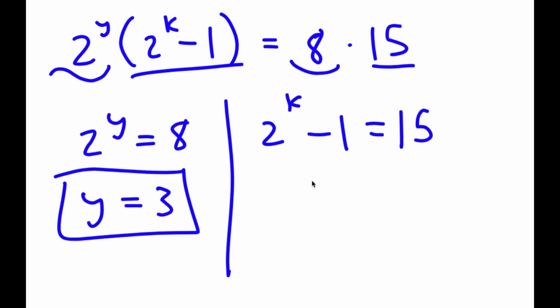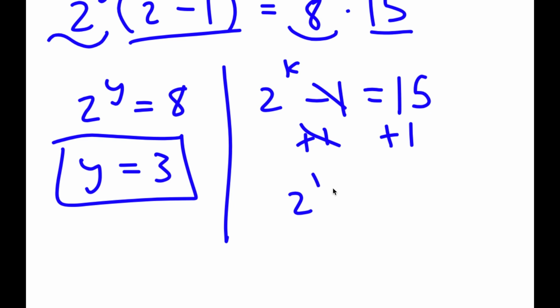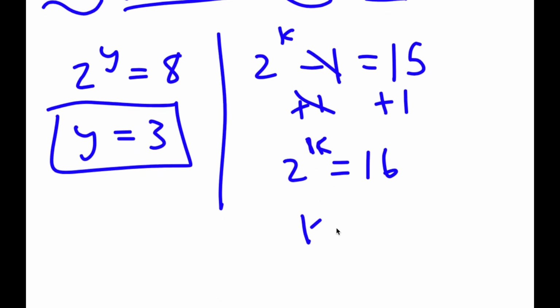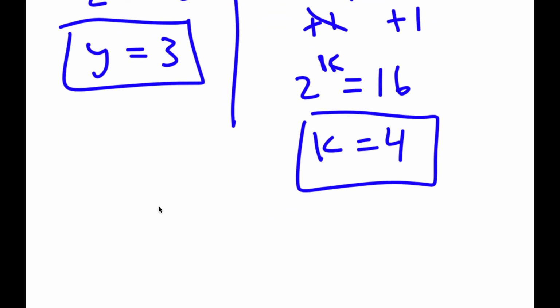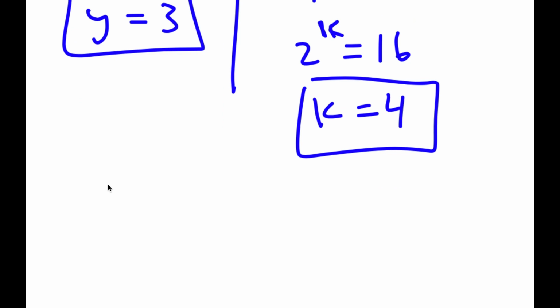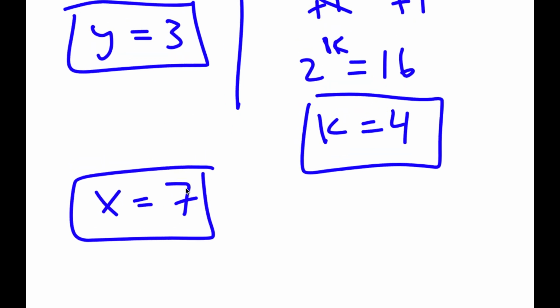And for 2 to the power of k minus 1, add 1 on both sides. I get 2 to the power of k is equal to 16, meaning k is 4. So now that we have our value for y and k, remember x is equal to k plus y, meaning x equals 4 plus 3, which is 7. So these are my solutions.